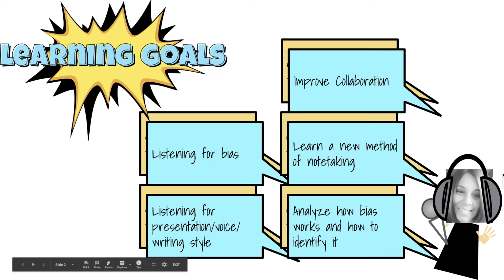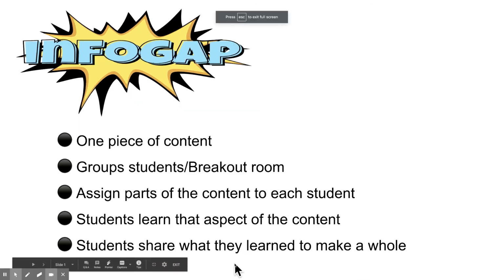Okay, so the first thing I did was I identified their learning goals. So some of the things that we were particularly looking for in this podcast was listening for bias, listening to a presentation talking about voice and writing style, improving collaboration, which is something I know that we're all really striving to do, learning a new method of note taking, which is where sketch notes came in, and analyzing how bias works and how to identify it. I threw a little Socratic seminar down at the bottom here.